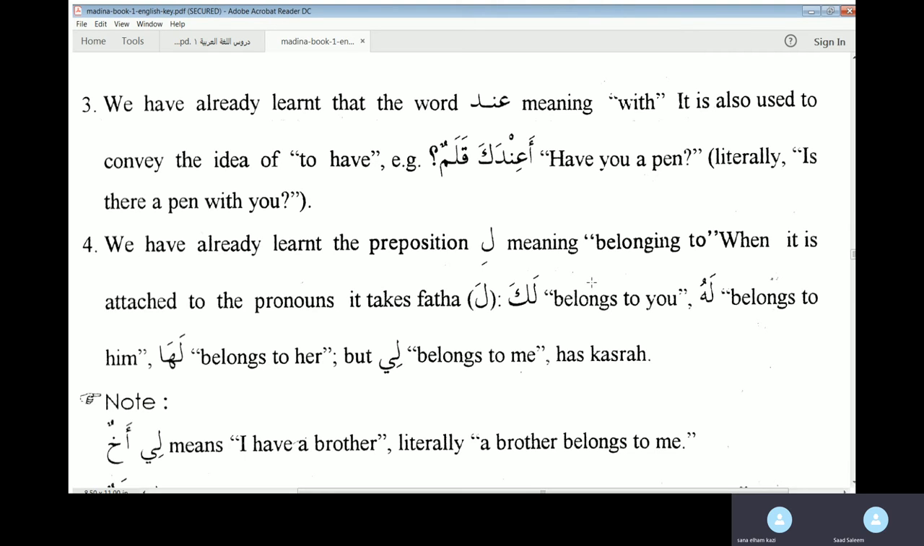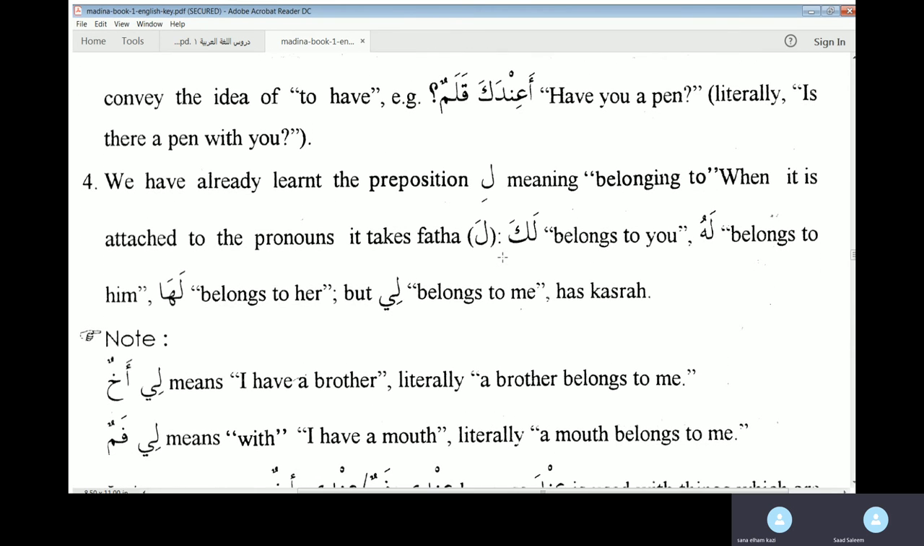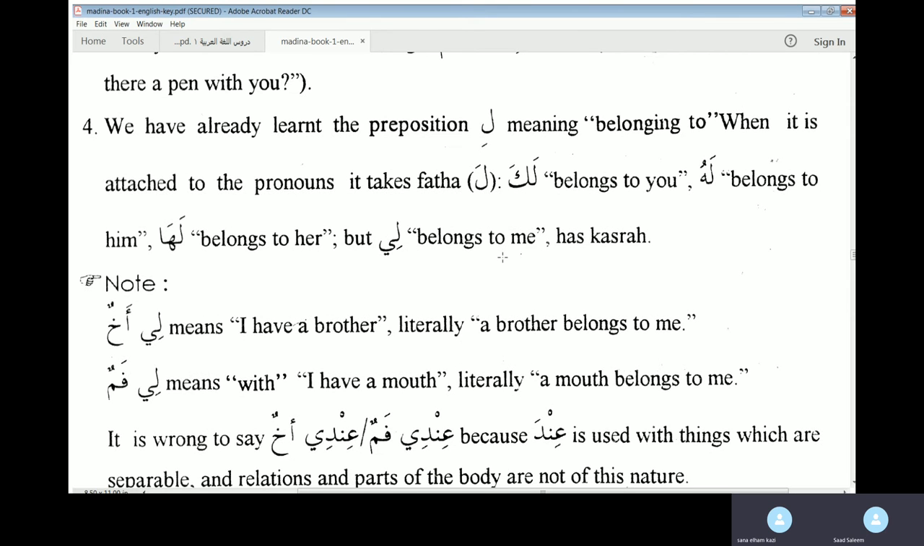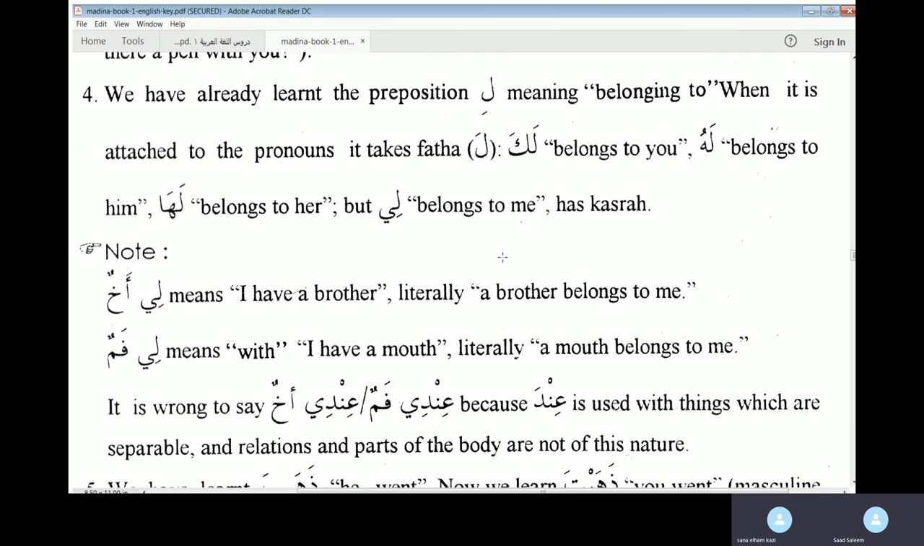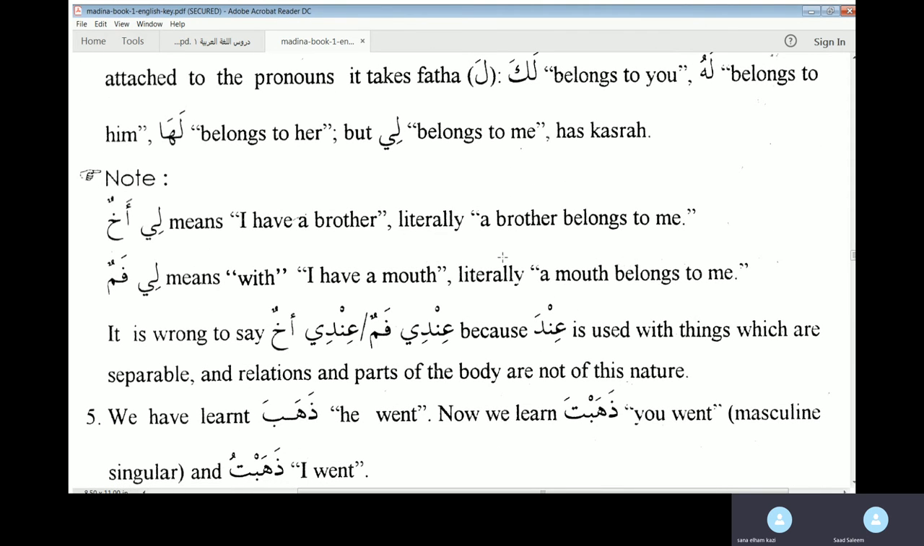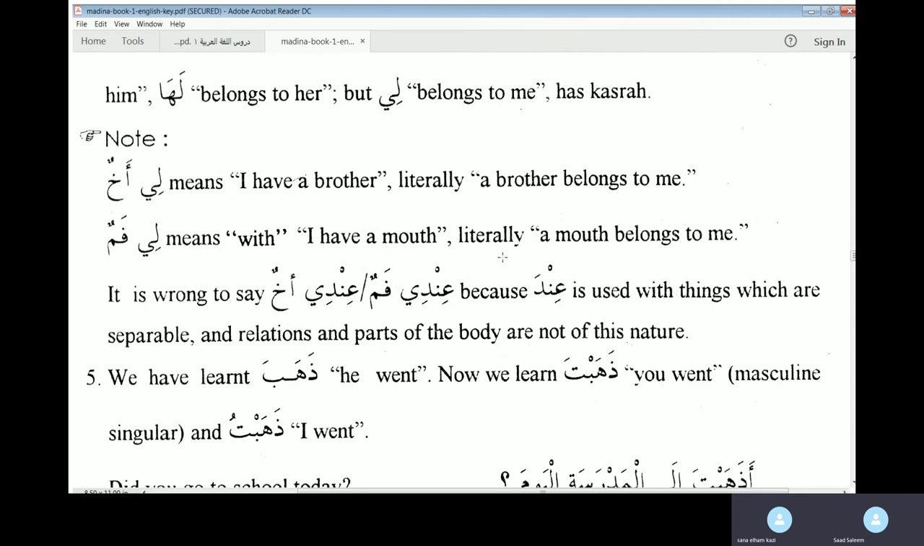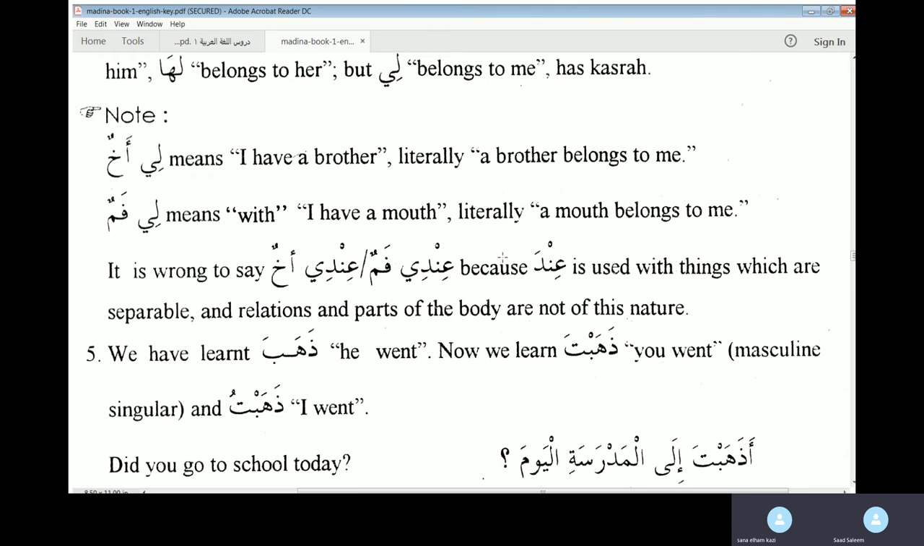We have already learned the preposition li, which means belonging to. When it is attached to the pronouns, it takes fatha. For example, laka, belongs to you; lahu, belongs to him; laha, belongs to her; li, belongs to me, has kasra here. So note that li akhun means I have a brother, literally a brother belongs to me. Li famun means I have a mouth, literally a mouth belongs to me. It is wrong to say indi akhun or indi famun, because inda is used with things which are separable, and relations and parts of the body are not of this nature.